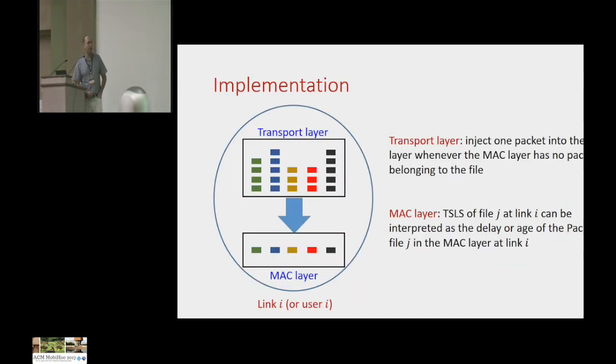Okay, so implementation could be done in a simpler way through this multi-layered system setup where you have a transport layer and a MAC layer. So whenever a packet is served for a file, it leaves the MAC layer and the next packet is pushed into that MAC layer. So actually what we're looking at is the time since last service metric is nothing but the age of these packets at the MAC layer once they enter the MAC layer. So this is another way to implement the policy by this notion of transport versus MAC layer waiting times.